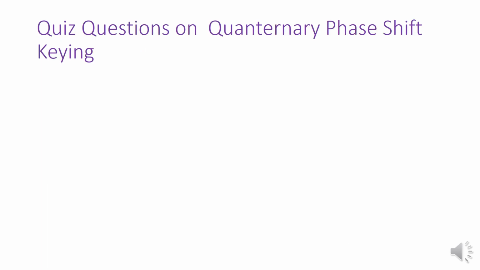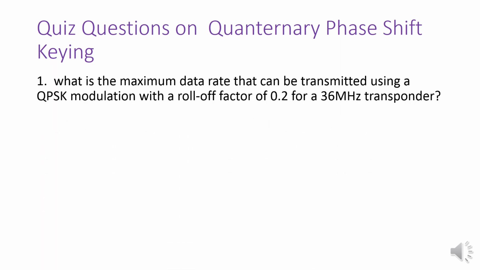The quiz question based on quadrature phase shift keying is: what is the maximum data rate that can be transmitted using QPSK modulation with a roll-off factor of 0.2 for a 36 megahertz transponder? Dash.